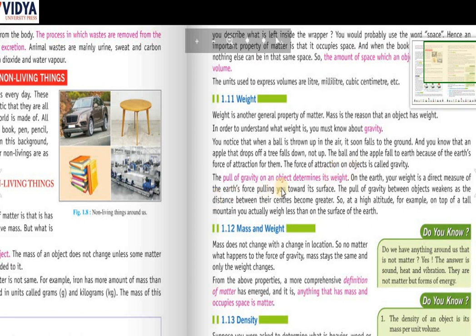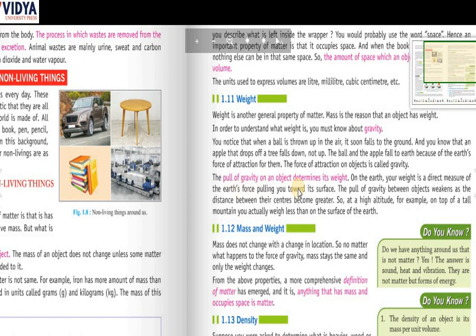The pull of gravity on an object determines its weight. On the earth, your weight is a direct measure of the earth's force pulling you towards its surface. The pull of gravity between two objects weakens as the distance between their centers becomes greater. So, at a high altitude, for example on top of a tall mountain, you actually weigh less than on the surface of the earth. So, what is weight? Weight is the amount of force by which you are pulled towards the center of earth, and that force or pull is known as gravity.